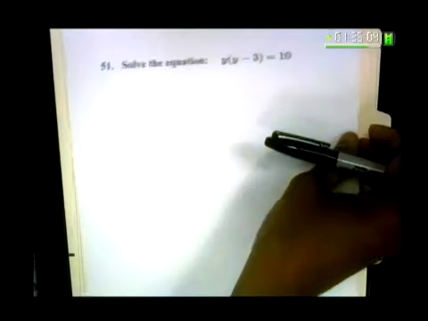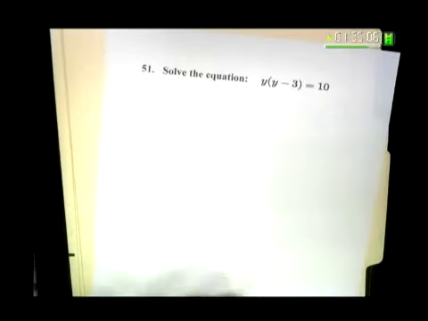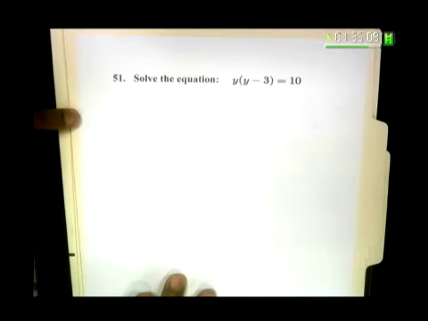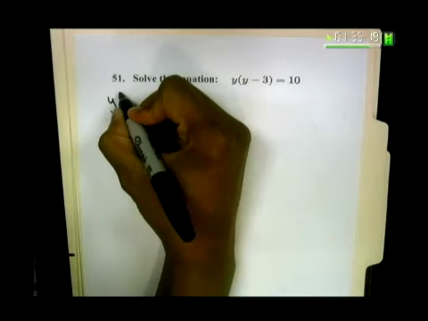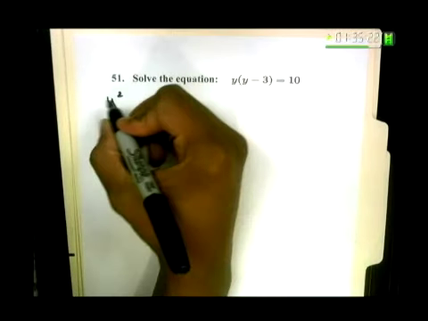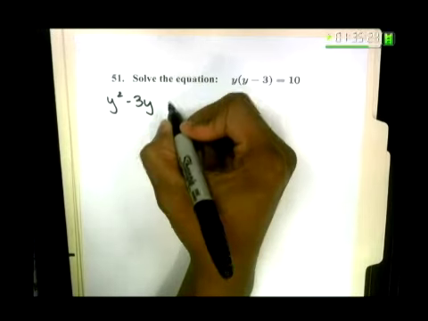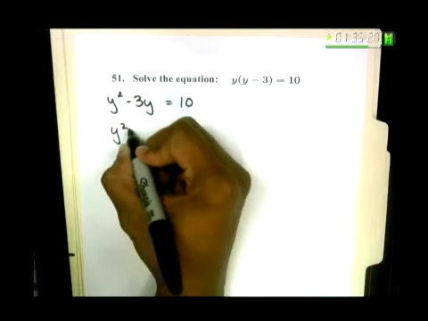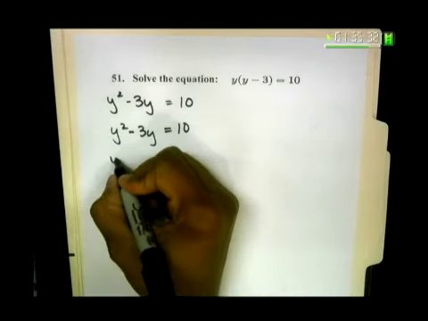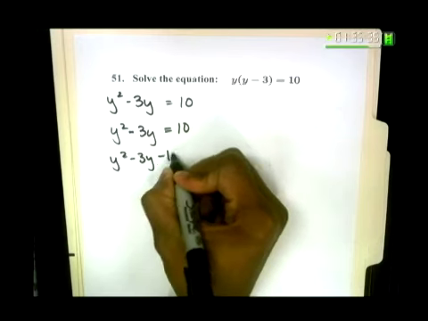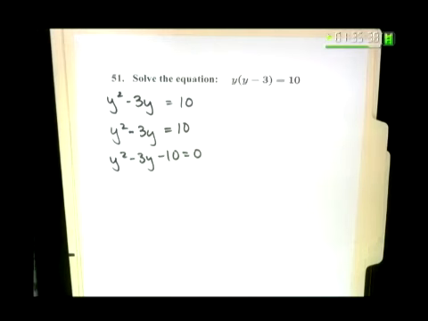All right, so 51, I'm not going to go through it all the way because it's just going to be a lot of the same thing using the quadratic formula. But I just want to make sure you don't set y equals 10 from y minus 3 equals 10. You want to distribute it so that you have a quadratic equation. So this would be y squared minus 3y equals 10, and then the same thing, y squared minus 3y minus 10 equals 0.